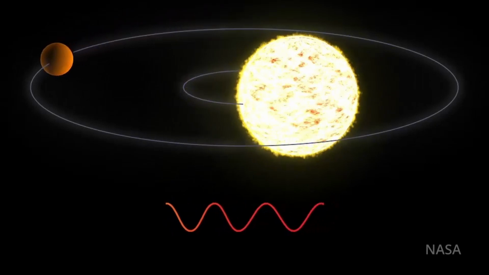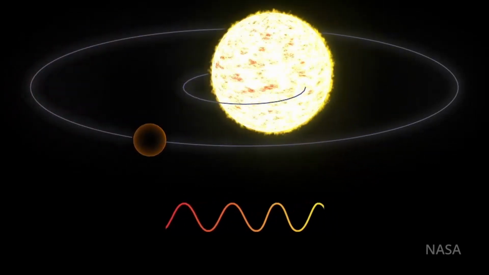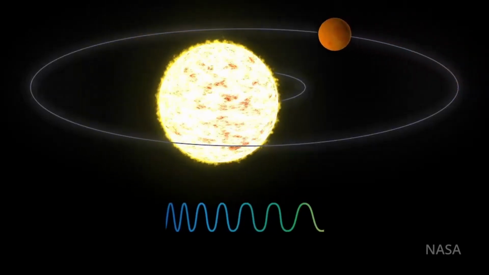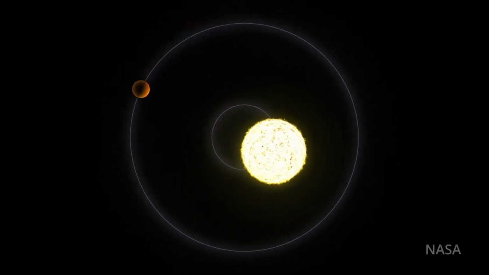So, if the spectrum of a star is measured for a long period of time, the presence of a periodic Doppler shift can reveal the existence of a hidden exoplanet.